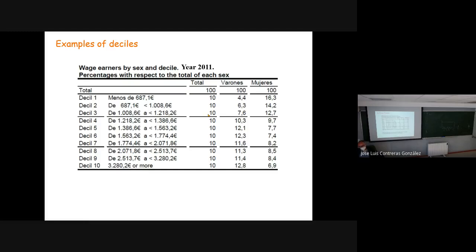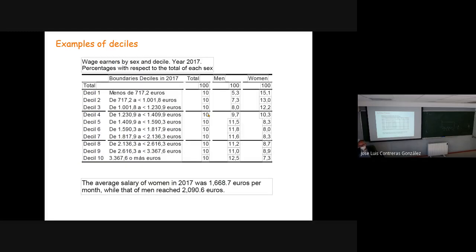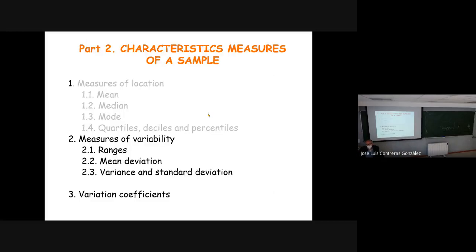By the way, this is what happened in 2017, a bit later. And as you see, first of all, things were leveling a bit between men and women, a bit at least. Unfortunately, the highest salary was growing. That means that the Spanish economy was growing a bit. Okay. So that is the data. Good. So let's go to measures of variability.